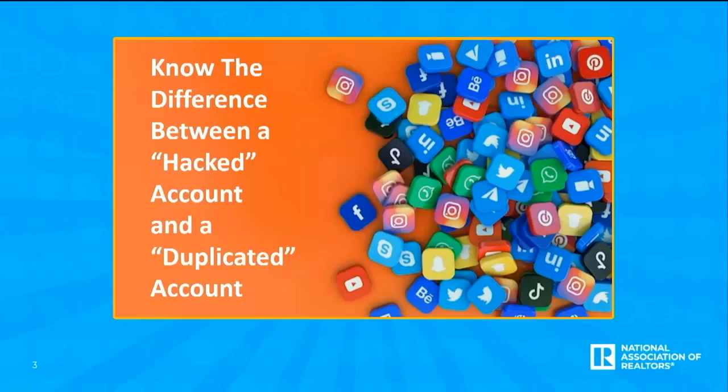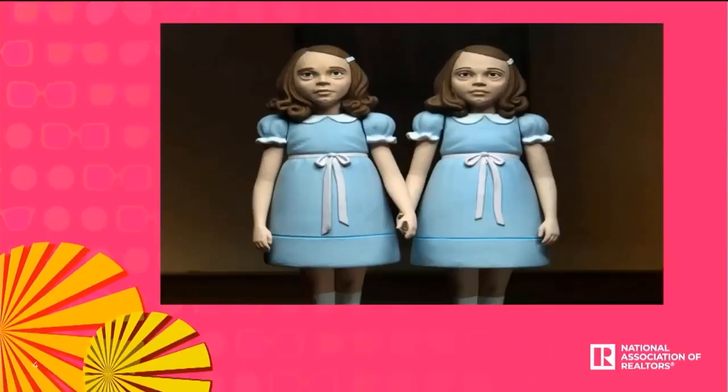Now, if an account is duplicated, it just means that a criminal couldn't get access to your social media account. And they're actually saying, well, we know they have a lot of followers. And how do you like the Grady twins from The Shining? You recognize them? It is creepy. That's the whole point of a creepy cloned account. It's you, but it ain't you. It's got your photo and all that information there. And criminals are using that to trick your followers into following a duplicated account.